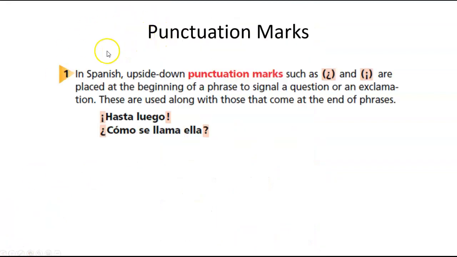Punctuation marks. So in Spanish, we have something unique that does not happen in English, upside down punctuation marks, such as the upside down exclamation mark and the upside down question mark. They're placed at the beginning of a phrase to signal that a question or exclamation is coming. These are used along with those that come at the end. So now when you read a sentence, you can have your correct excited voice ready or question voice ready instead of waiting till the very end of the sentence to find out what it is.